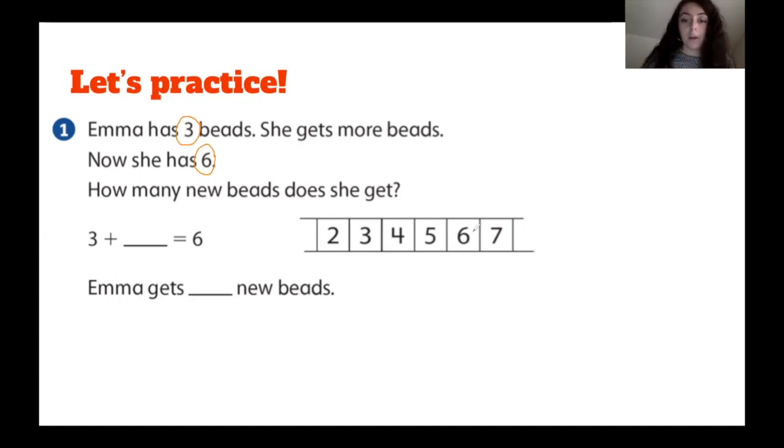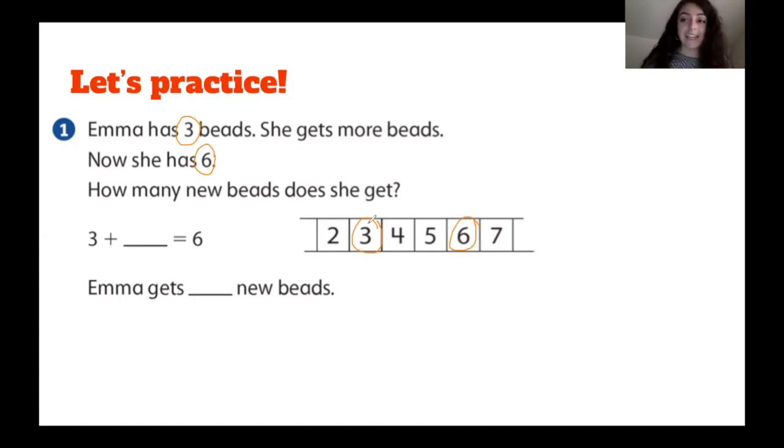We have our number path here. And now notice that we didn't start with 1 because we don't need to count all the way from 1. We can count from the numbers that we know. So we know that she has 3 beads. I'm going to find 3. And now she has 6. I'm going to find 6. So we're going to count on to find our answer.